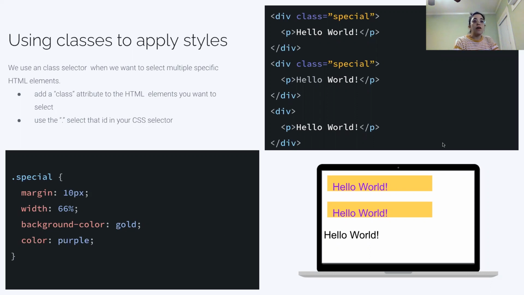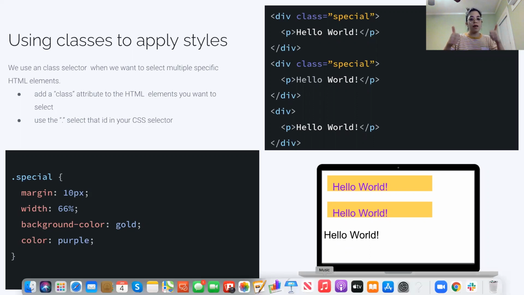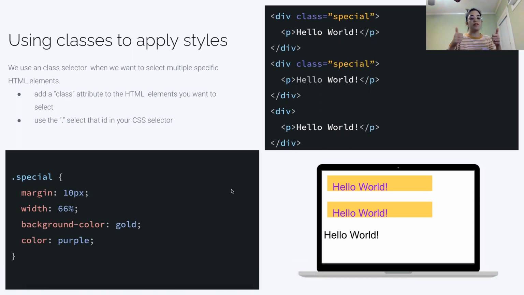And as a result, we get this over here on the right-hand side of the screen, where we are giving it a margin of 10 pixels. We're changing the width. We're adding a background color as well as the font color. Yet this div gets nothing, right? Because this div is not a part of the class special. We did not give it that attribute class of special, okay? Can I get thumbs so far on class attributes?